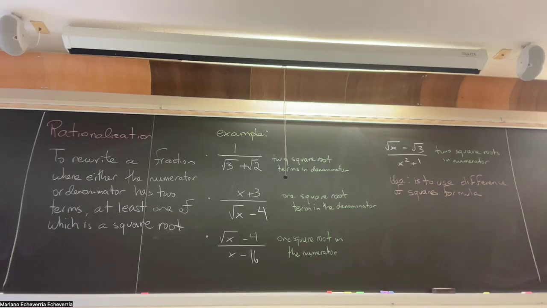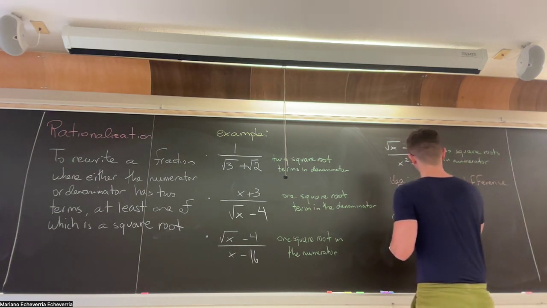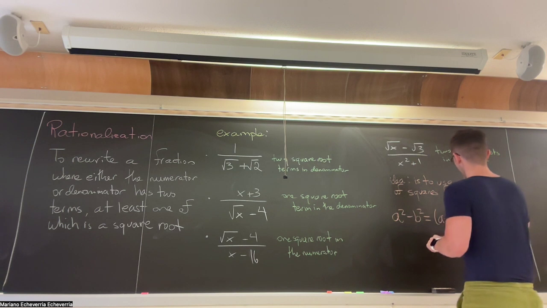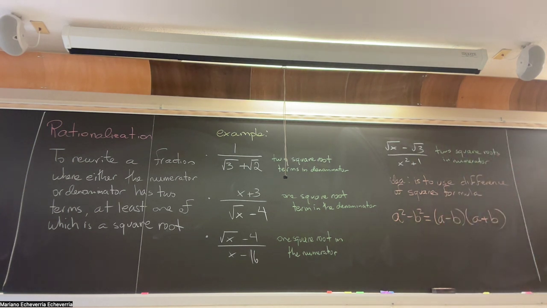Okay, so if you remember the difference of squares formula, it just says that a squared minus b squared is a minus b times a plus b, right? That is what the difference of squares formula says. What is not super obvious is that you can actually use it for things that do not necessarily look like squares, but you can kind of force them into a square version.